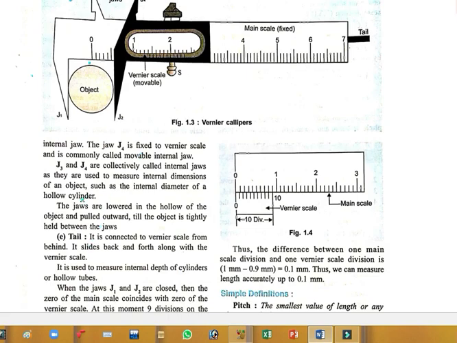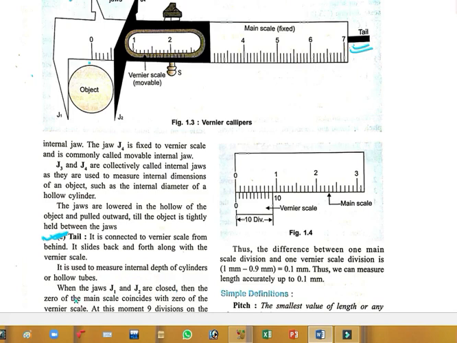Okay, so how will we measure it? Before measuring, these are all the same. So we have the tail. This is the tail, the last one. It is connected to the vernier scale from behind, and it slides back and forth along the vernier scale, and it is used to measure internal depth of cylinders or hollow tubes.